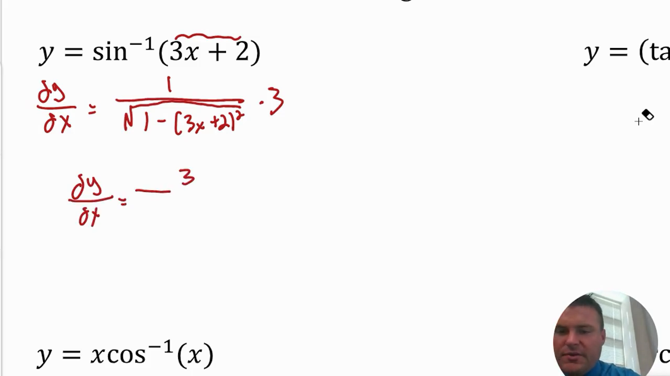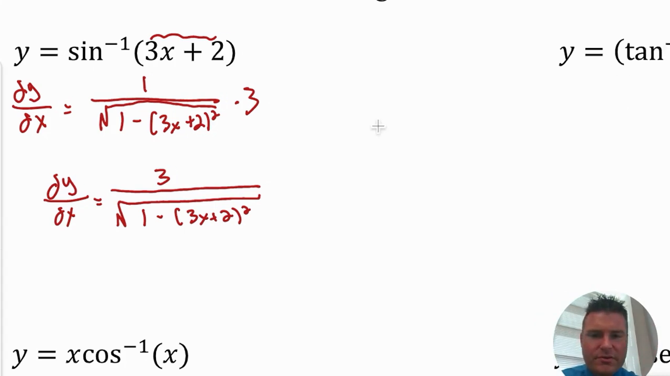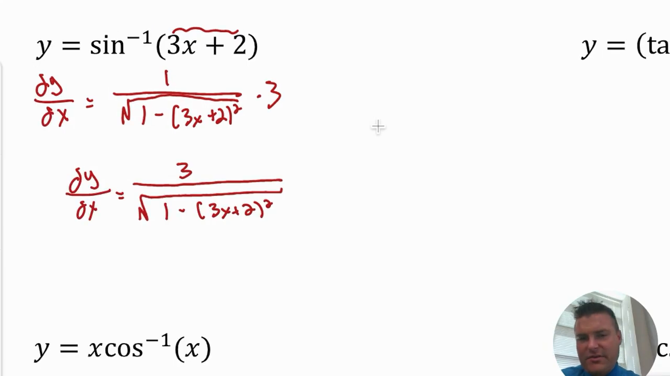as 3 over the square root of 1 minus (3x plus 2) squared. Do not expand the bottom. Do not even think about it. That's too much work. We do not want to see you expanding. This is the form that we like, and just keep it. Just knock it off. Don't do that. All right, that's actually our final answer right there.